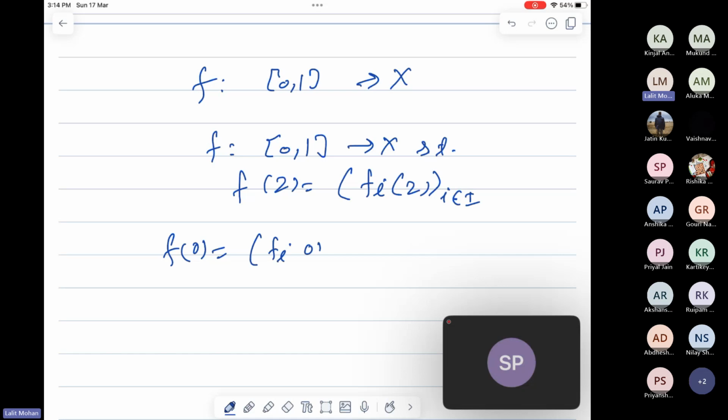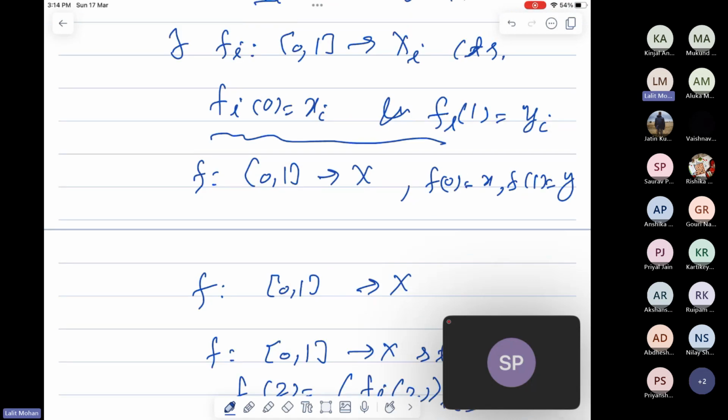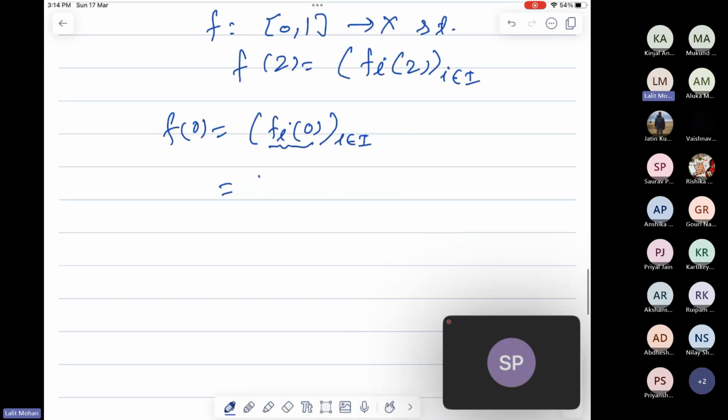This is equal to (f_i(0)) where i belongs to I, right? Now what is this f_i(0)? This is x_i because we are able to find such f_i. So basically this is nothing but x. Similarly, you can show that f(1) is equal to y. Hence it means that any product of path connected metric spaces is path connected. Any doubt in this question?